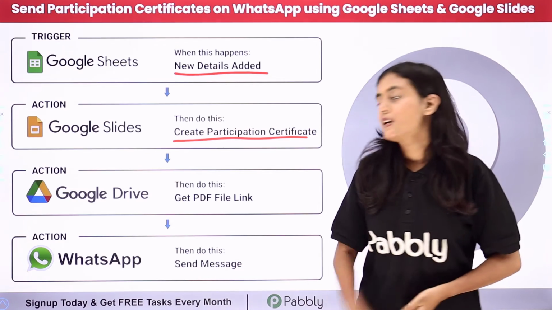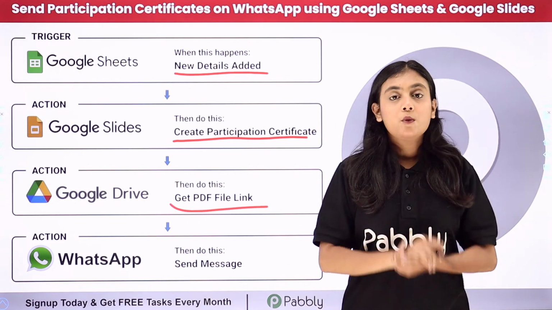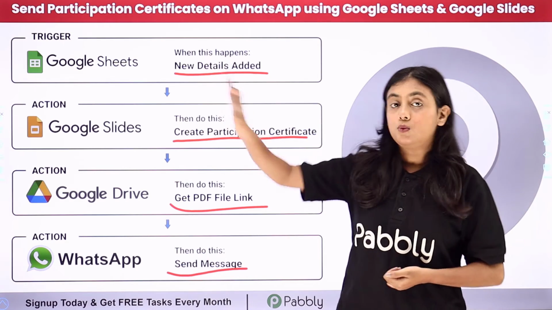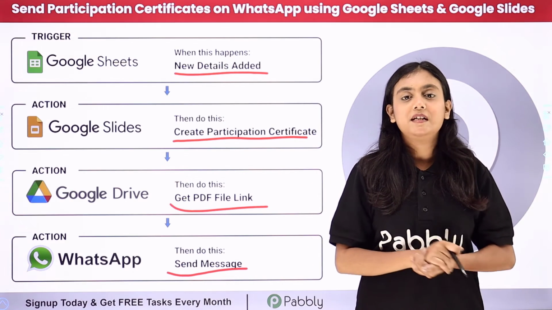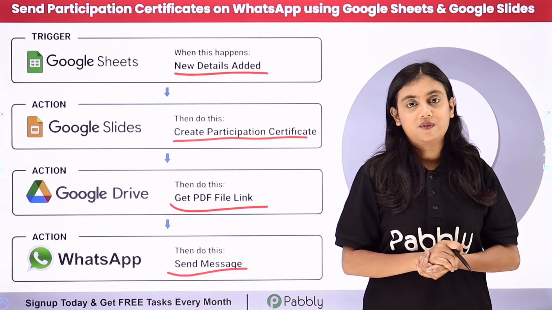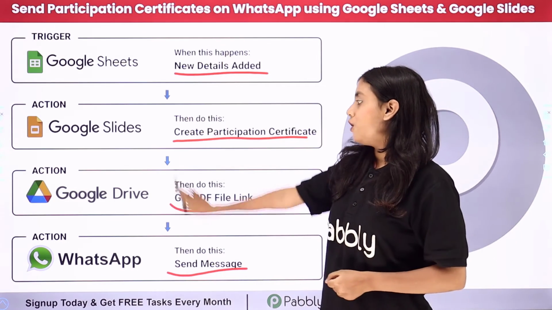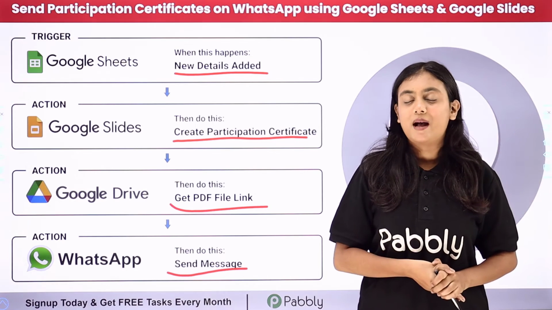And then with the help of Google Drive, we're going to receive a PDF file link which is going to help us send a WhatsApp message to the participant whose details we've added in our Google Sheets, with the attachment of the PDF format of the participation certificate. For that, we're going to simply create an automation between all of these applications with the help of Pabbly Connect.